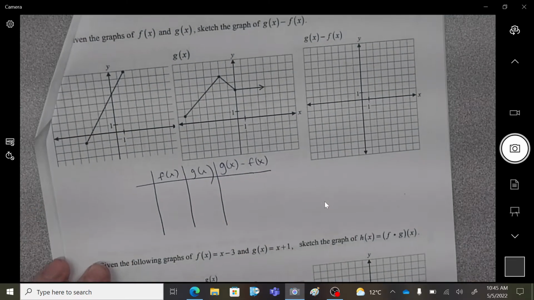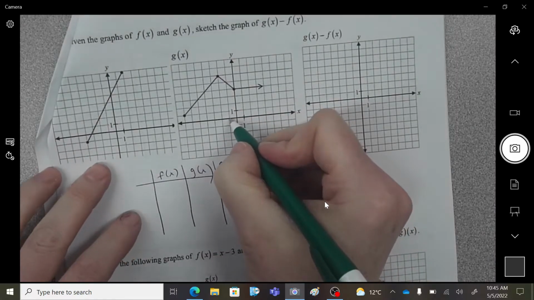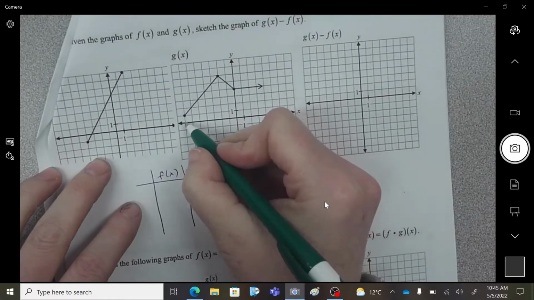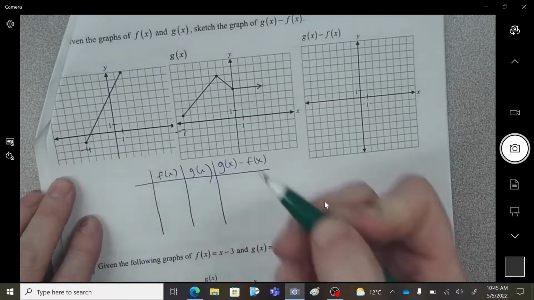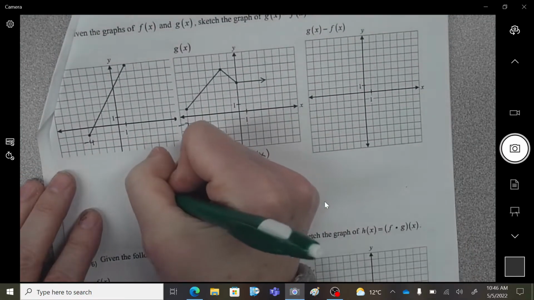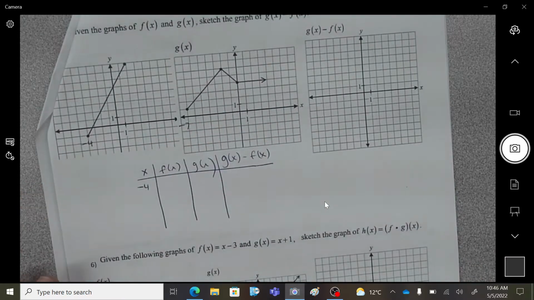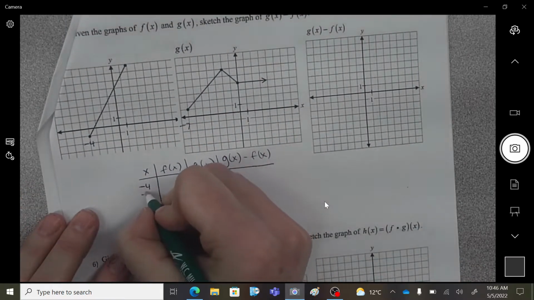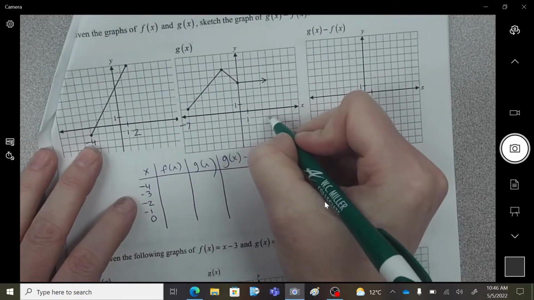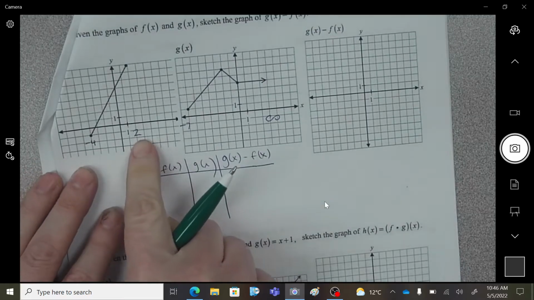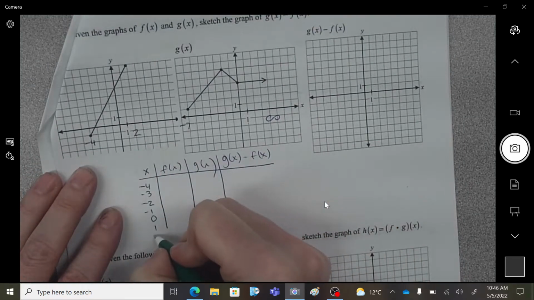Okay, so the domain, 1, 2, there's a negative 7 and a negative 4. So the furthest left I can go is negative 4. So negative 3, negative 2, negative 1, 0. And the furthest right I can go is to 2.